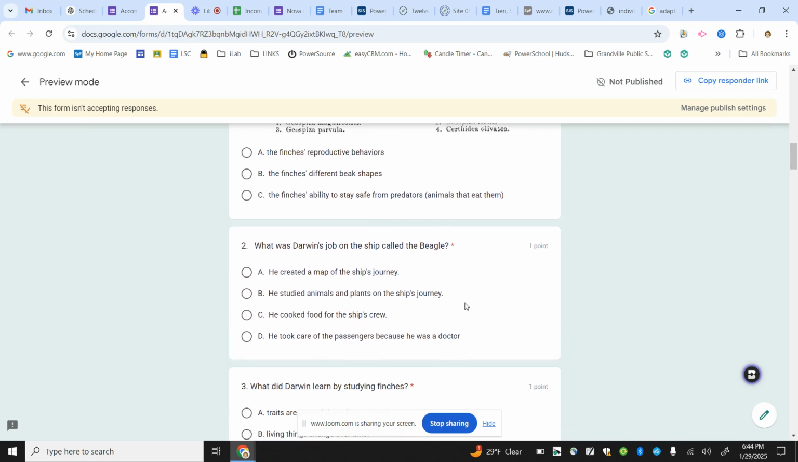Number 2. What was Darwin's job on the ship called the Beagle? A. He created a map of the ship's journey. B. He studied animals and plants on the ship's journey. C. He cooked food for the ship's crew. D. He took care of the passengers because he was a doctor.